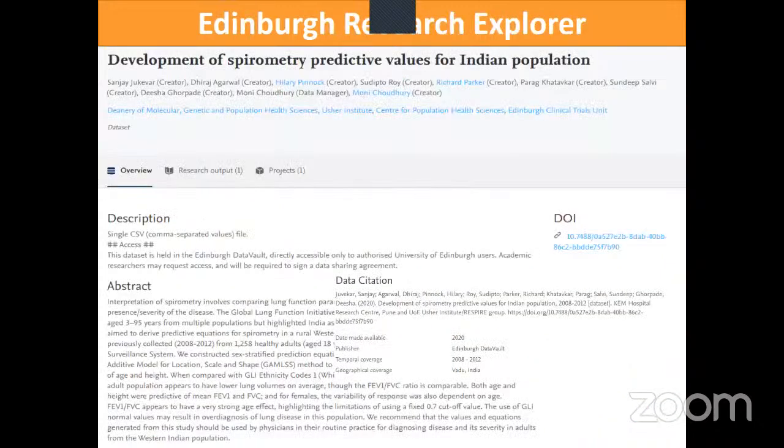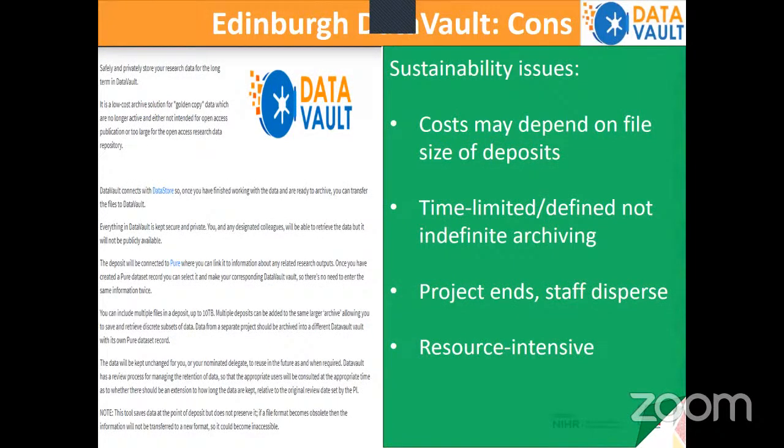Like Edinburgh DataShare, the Edinburgh Data Vault datasets are not visible, but metadata about the dataset are available through a PURE record on the Edinburgh Research Explorer, like the example here. This particular example illustrates what has been deposited into the data vault and the access requirements, such as through a data sharing agreement. These are some of the concerns raised by the researchers, but I do want to add that the cost is already covered by the sponsor for the Respire deposits.